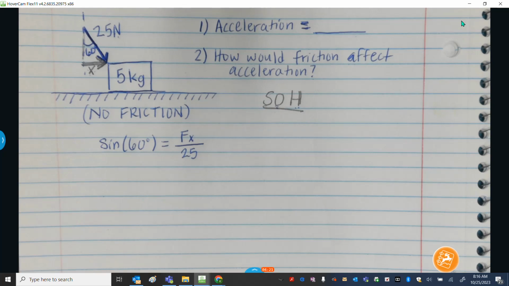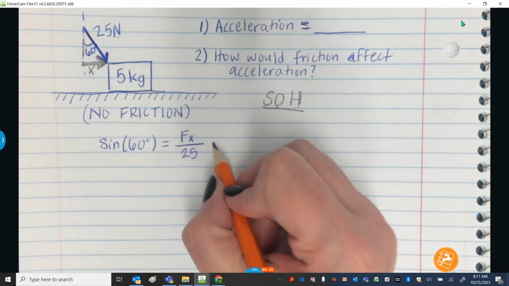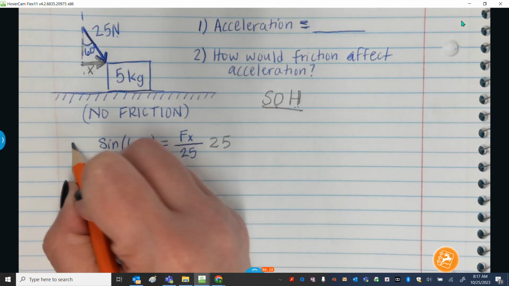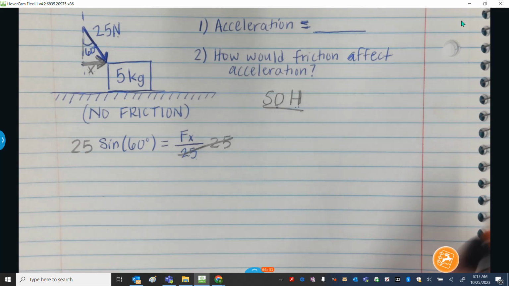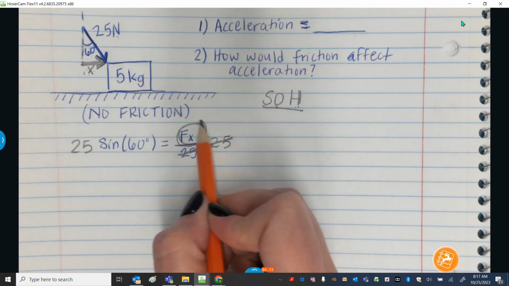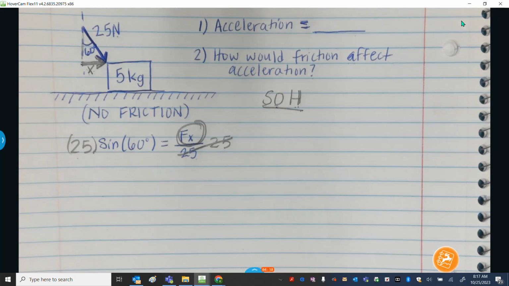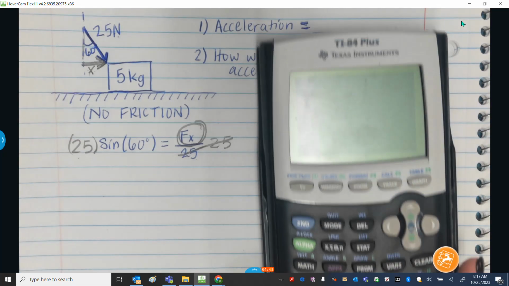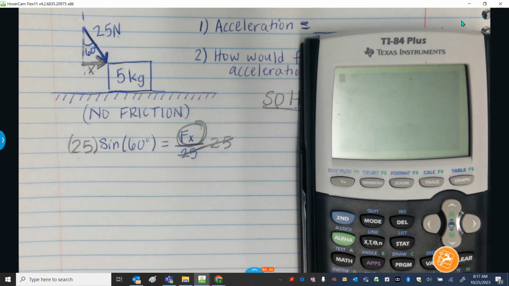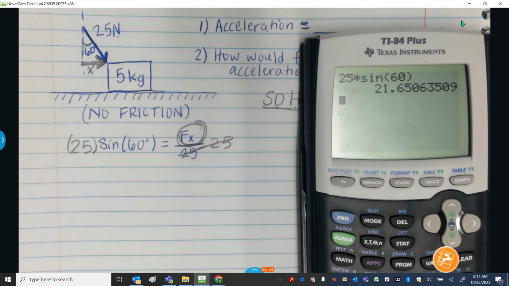Okay, again, I'm ultimately trying to isolate the x component, so I need to get the 25 out of here. We're going to multiply both sides by 25. That has now isolated my variable, and now this is what goes in my calculator: 25 times sine 60 degrees. When you type this in, you need to make sure that you are in degree mode in your calculator. Okay, 25 times sine 60 gives me 21.65 newtons as the x component of my force.